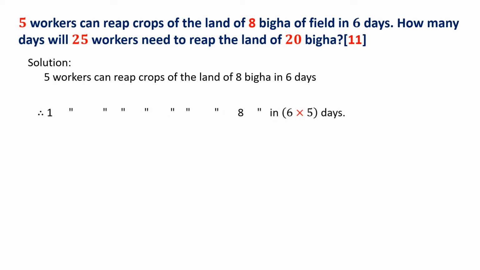So for 1 worker to reap crops of the land of 8 biga. If you are having 5 workers, then the job will be done much faster than when you have 1 worker, right? That means when you have 1 worker, you cannot do it in 6 days. Well, you need more days. That is why I multiplied 6 by 5, 6 by 5 days, right?